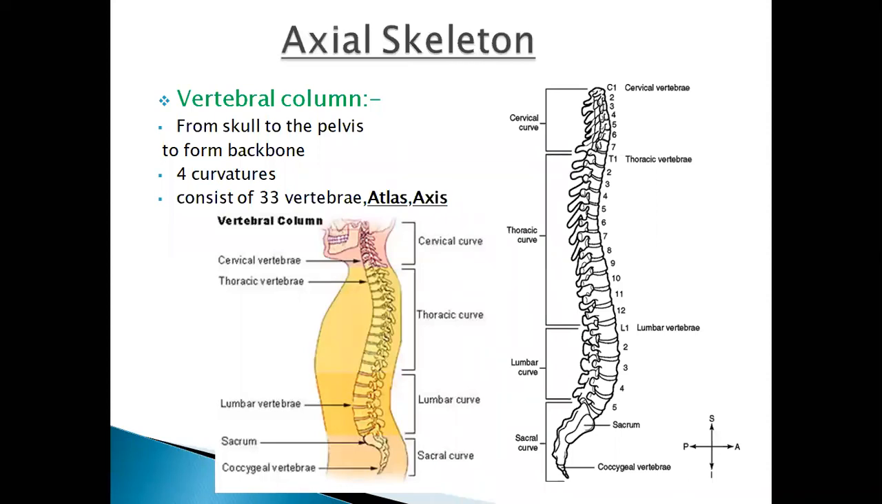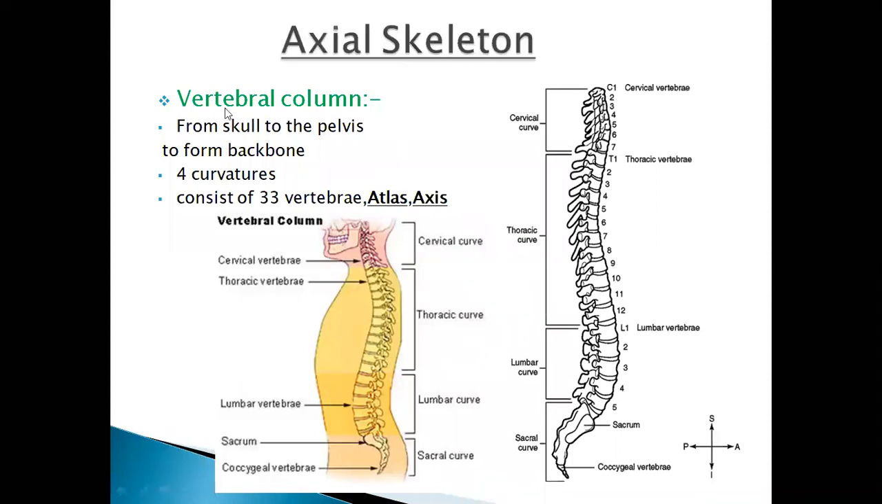the skull, which has three parts: number 1, the skull or head bones, number 2, the vertebral column, and number 3, the rib cage. These are the parts of the axial skeleton. Now we are going to discuss the vertebral column, which is the second part of the axial skeleton.